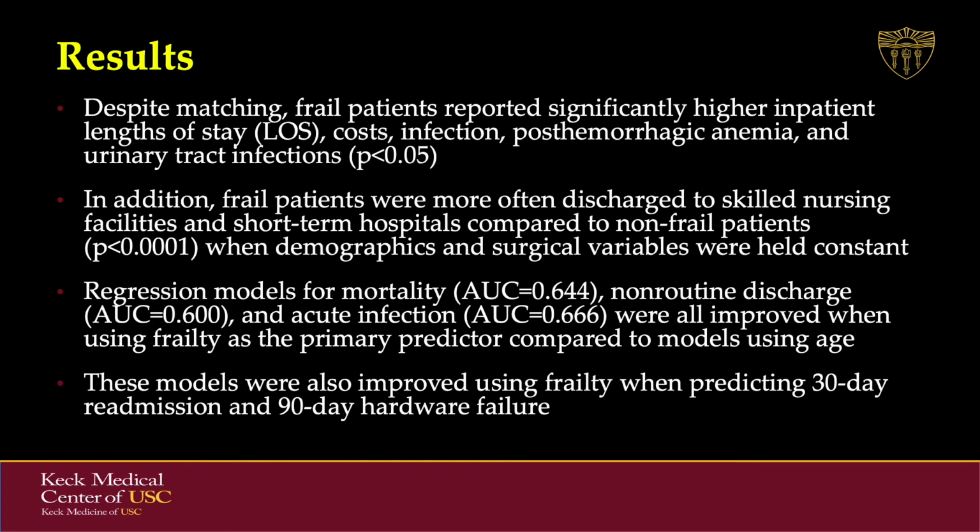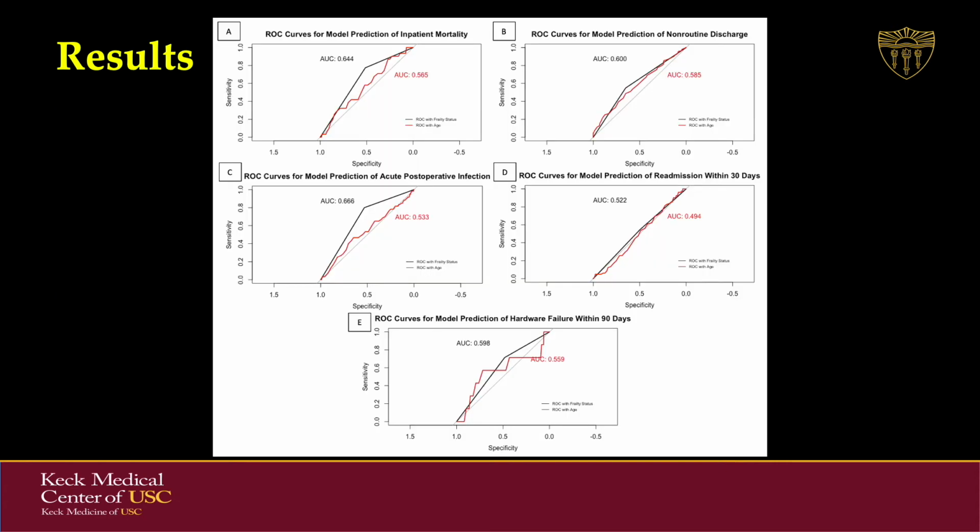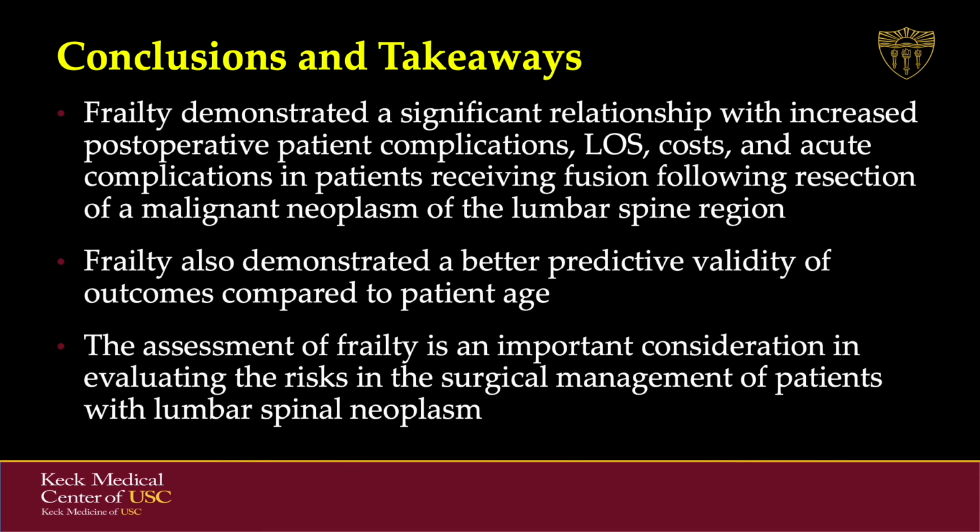Our results suggest that frail patients have higher LOS, costs, infections, post-hemorrhagic anemia, and UTI, even after matching. Frail patients also had higher rates of non-routine discharge compared to non-frail patients, and regression models were all improved when using frailty rather than age. Here you can see the regression models, and you can see in black, all of those curves are performing better than those using age in red.